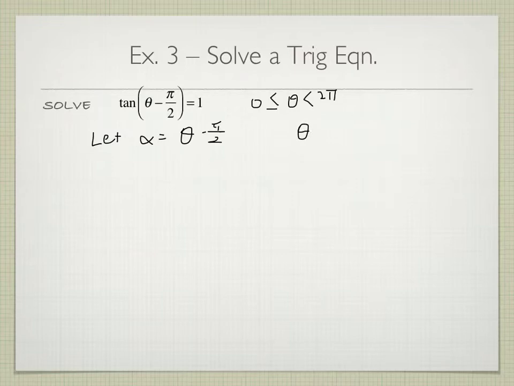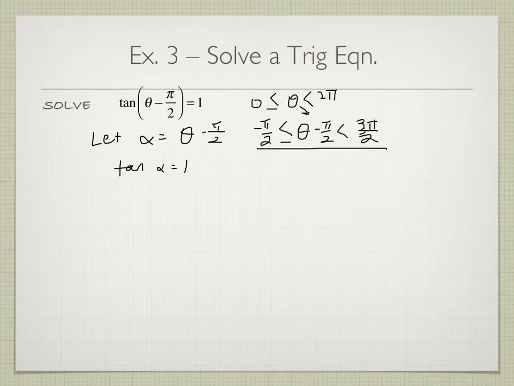So theta minus pi over 2 is between, and to get from theta to theta minus pi over 2, we have to change this to become minus pi over 2 and this to 3 pi over 2. Okay, so that's going to be our new domain, and now we have to solve this expression. And that's going to be the same thing.